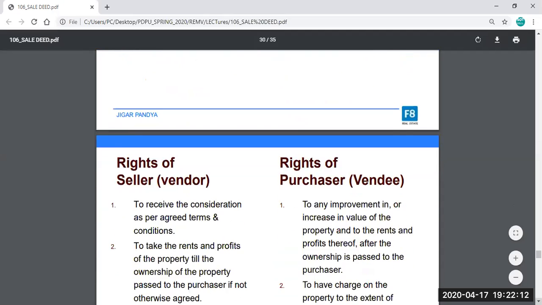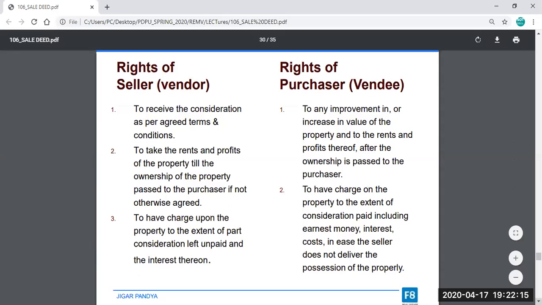Now let's look at some of the rights. So those were the liabilities. Let's look at what are the rights.